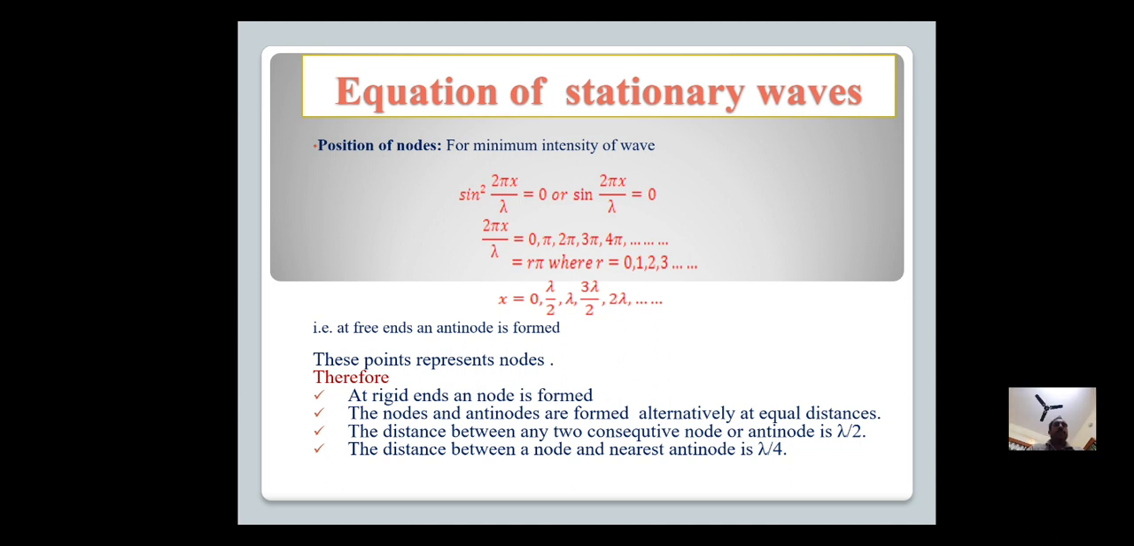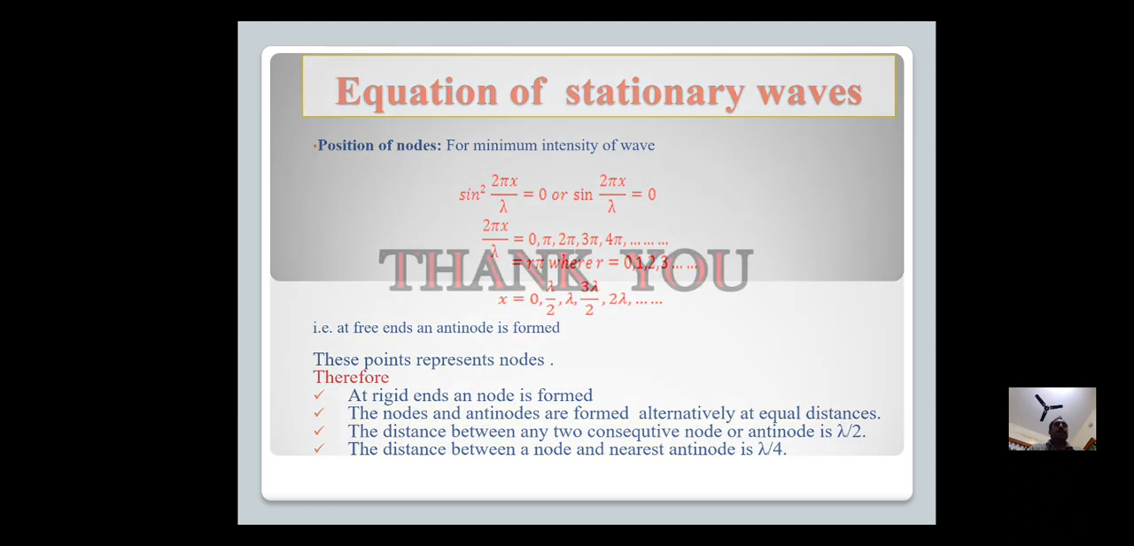The nodes and antinodes are formed alternately at equal distances, and like the free medium, here also the distance between two consecutive nodes or antinodes is lambda by 2, and the distance between one node and one antinode is lambda by 4. So hope you understand the topic.